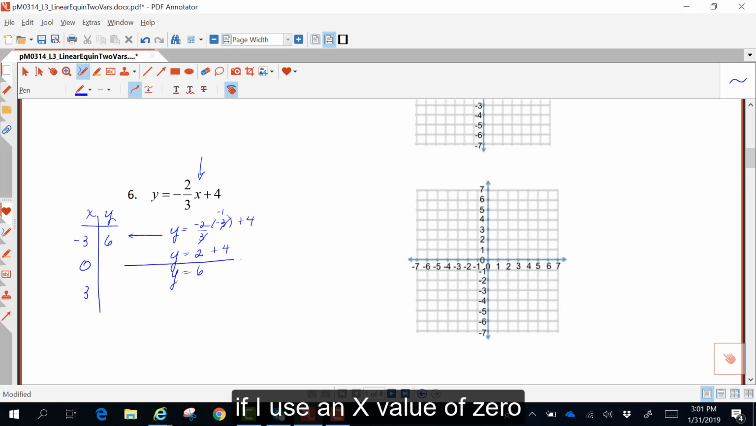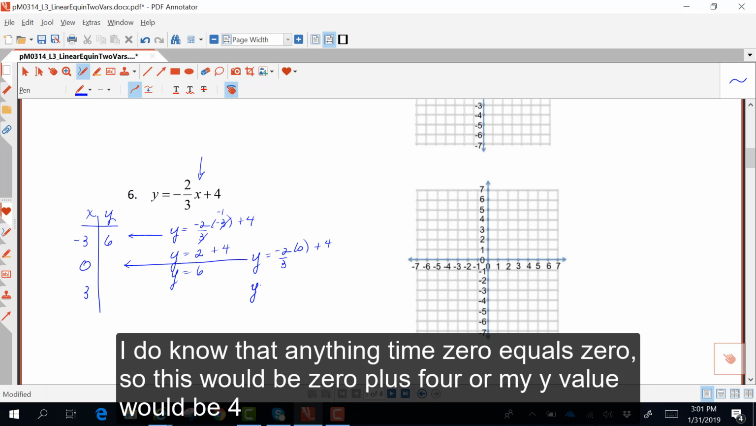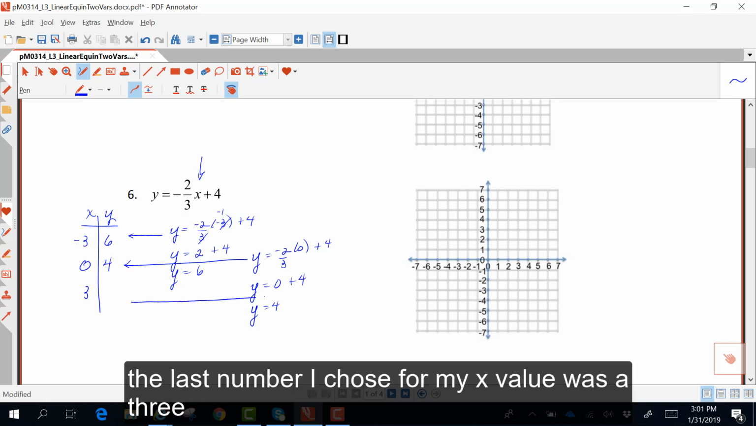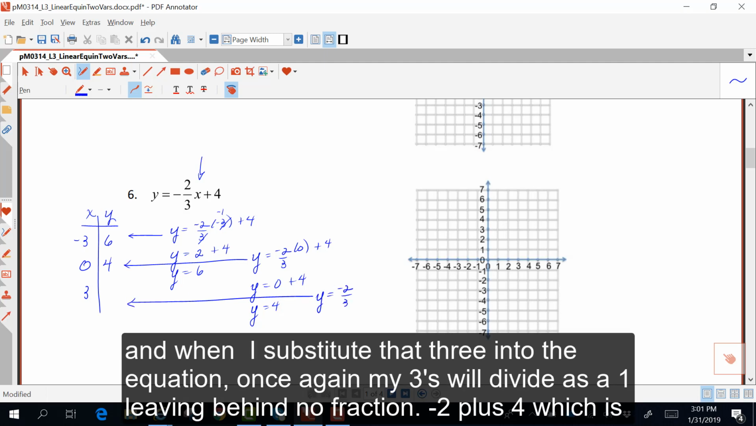If I use an x value of 0, I do know that anything times 0 equals 0, so this would be 0 plus 4, or my y value would be 4. The last number I chose for my x value was a 3, and when I substitute the 3 into the equation, once again my 3's will divide out as a 1, leaving behind no fraction, negative 2 plus 4, which is a positive 2.